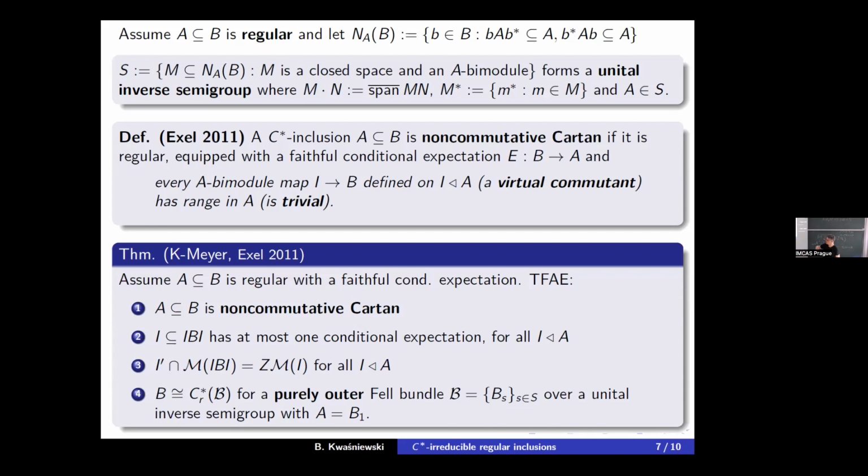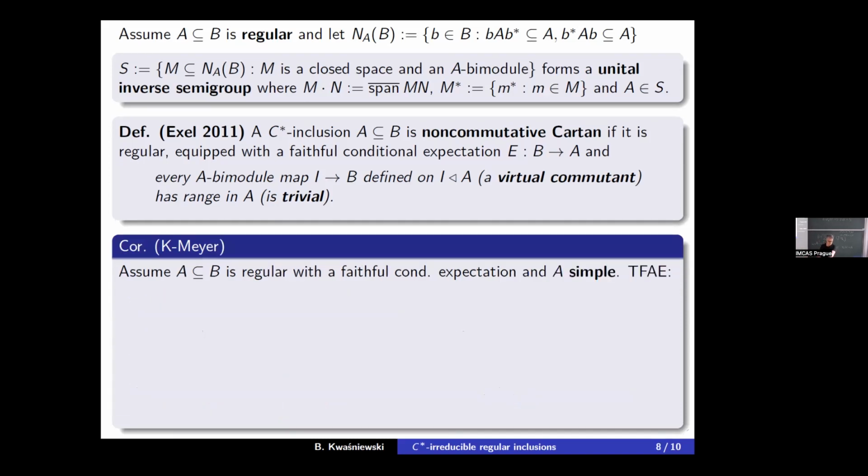So I will just switch quickly to the case where A is simple, because we are interested in C*-irreducible inclusions. When A is simple, things are simplified, so there's only one ideal, so this condition simplifies, and most of all, this condition simplifies. So the corollary is immediate.